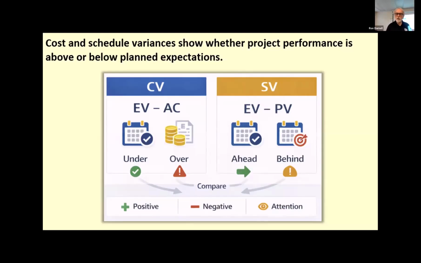Schedule variance compares earned value to planned value. It asks whether the project has accomplished more or less work than planned. And so that's the same thing. We're looking at whether we're behind schedule or ahead of schedule. If the earned value is greater than planned value, then the project is ahead of schedule. If earned value is less than the planned value, then the project is behind schedule.